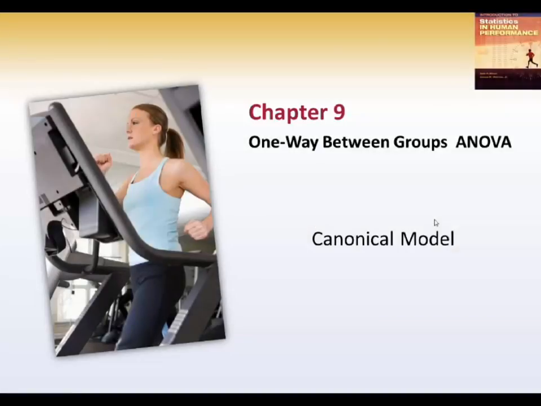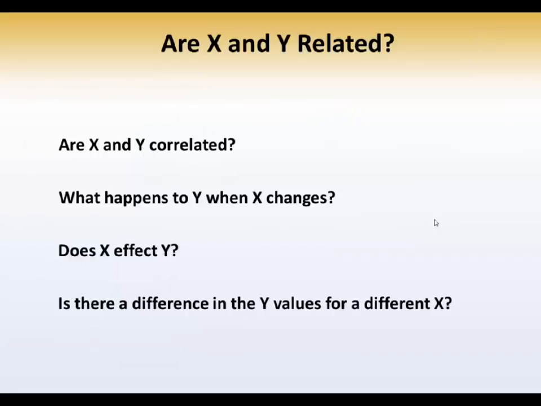We're now going to provide one more illustration about how inferential statistics is simply about looking at relationships between variables, that is, the relationship between x and y. You may recall we called that the canonical model. Are x and y related? You've seen this slide before. What happens to y when x changes? Does x affect y? Is there a difference in the y values for a different x value?